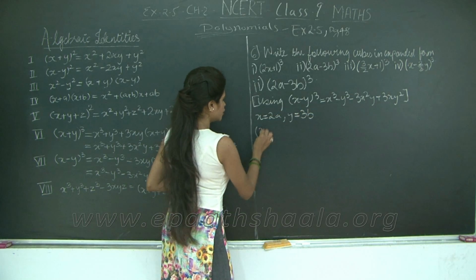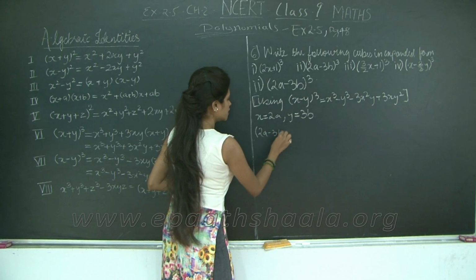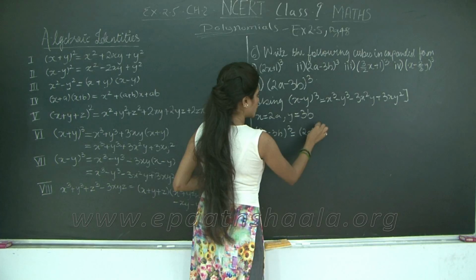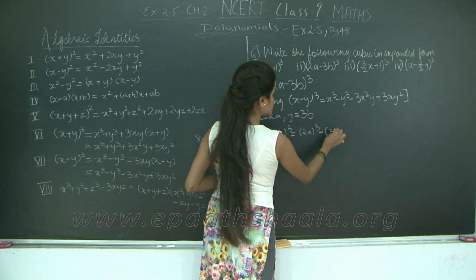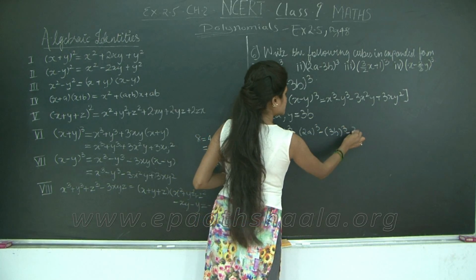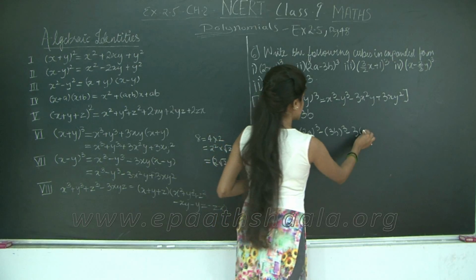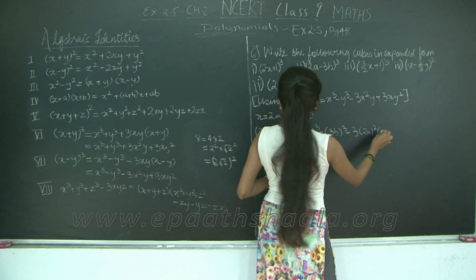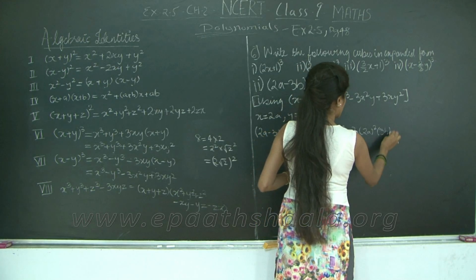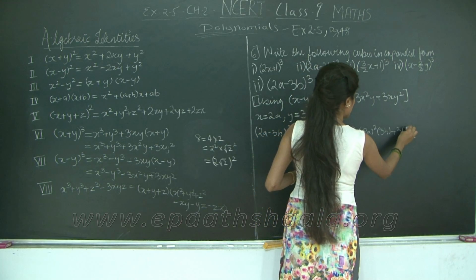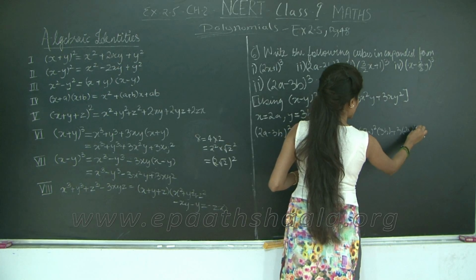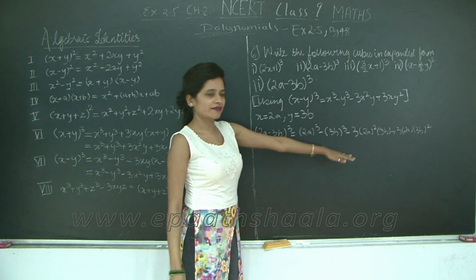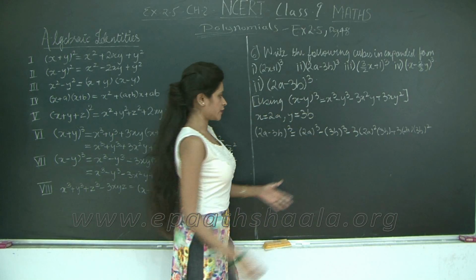Therefore we have 2a minus 3b the whole cube is equal to x cube, which is 2a the whole cube minus y cube, which is 3b the whole cube, minus 3x square y. So minus 3 into 2a the whole square into y, which is 3b, plus 3 into x, which is 2a, and y square, which is 3b the whole square. Right? So we have substituted the values of x and y into our expression.